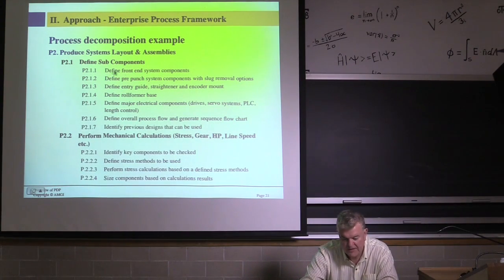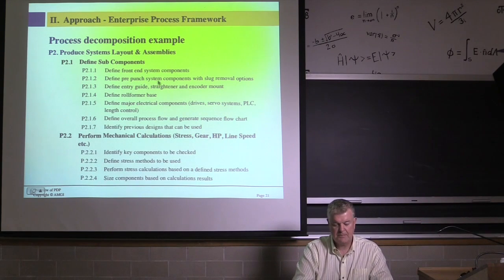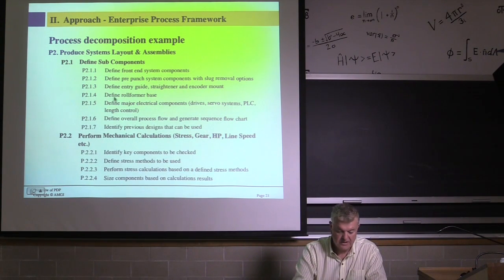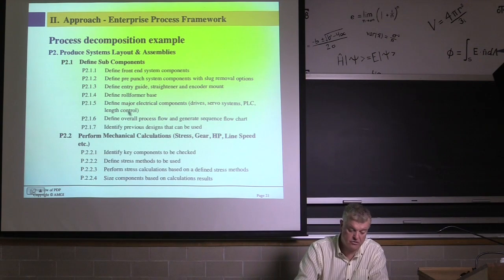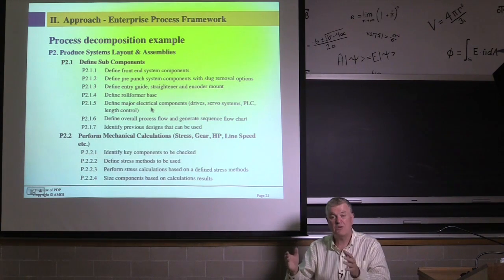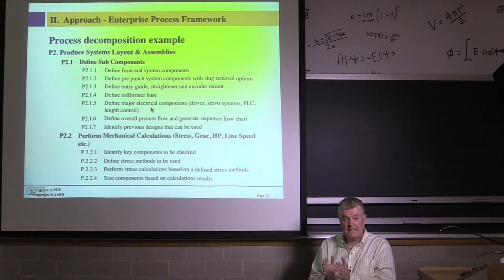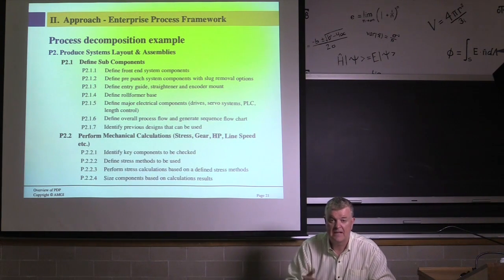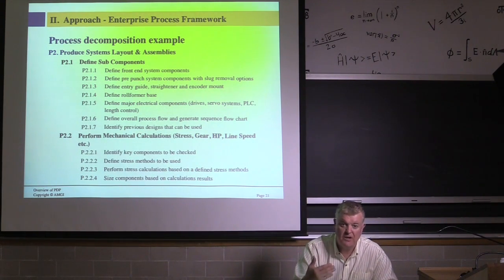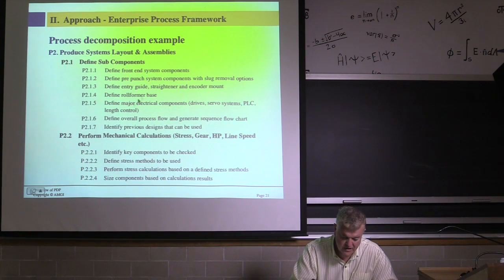Define the front-end system, define the pre-punch components, define the entry guide, straightener and encoder, develop the roll former base, define the major electrical components, the drives, the servo systems, the programmable logic controllers, the length control. These were all the detailed processes that we had to identify, and it's these that we model. So this is at the level where humans are doing work.